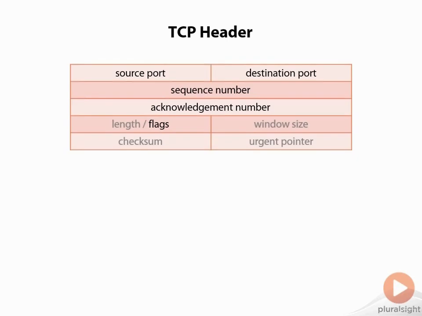A TCP header, which is comprised of 20 bytes of data, looks like this. The fields of importance to Nmap are the source and destination ports, sequence number, acknowledgement number, and flags. The source and destination ports function identically to the source and destination ports in UDP and need no further discussion.